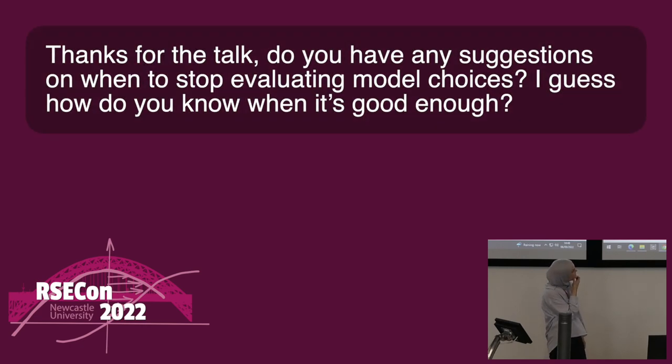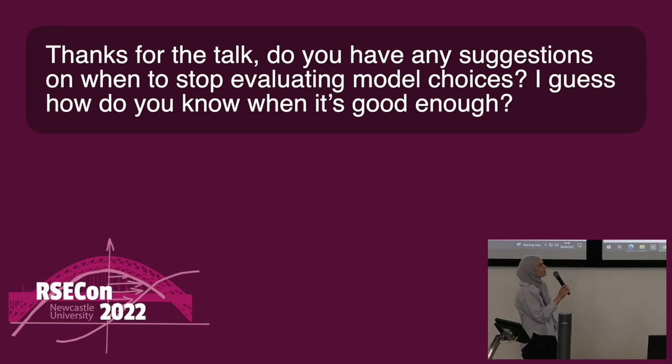Do you have any suggestions on when to stop evaluating model choices? How do you know when it's good enough? Okay, so I guess it depends how much data you have, essentially, and how much agreement you have between your model and your data. I guess it depends what you mean by model choices as well. Like if you mean completely different model frameworks or just similar ones and putting in or taking out parameters.